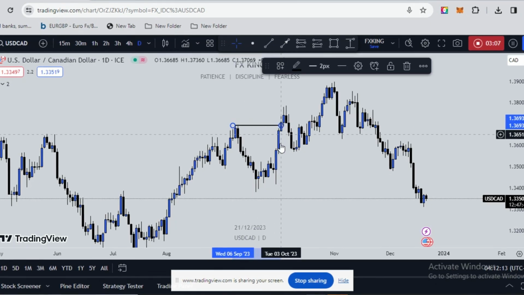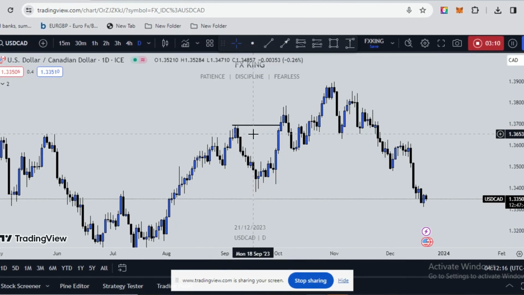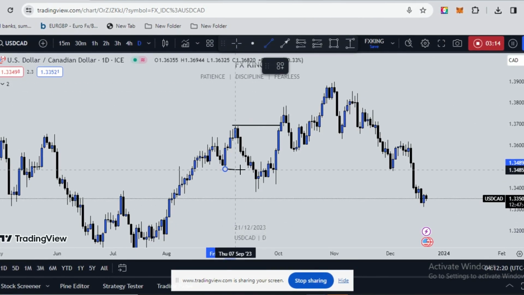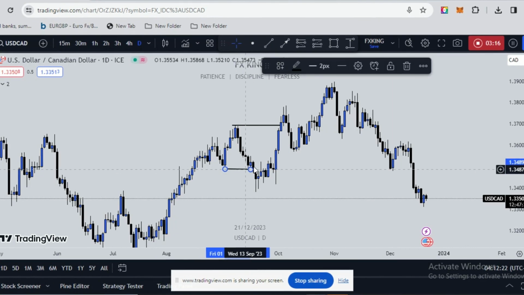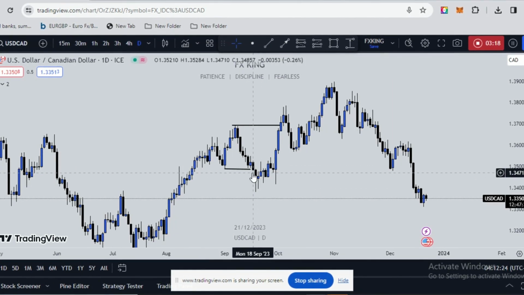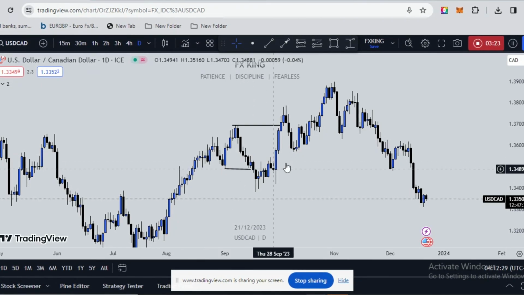I hope you understand what I'm saying. This is a confirmed break of structure because this was our level of inducement here. This level of inducement got taken out before this rally up. So after this level of inducement got taken out and this rally occurred, pushing above this higher high, this was now our confirmed break of structure.